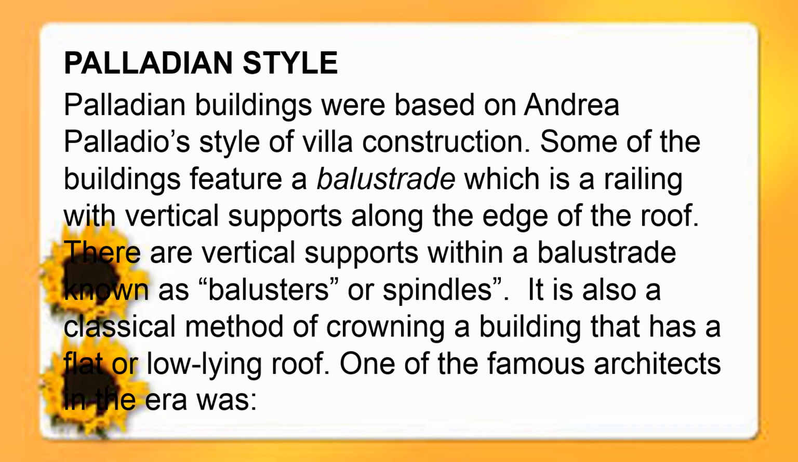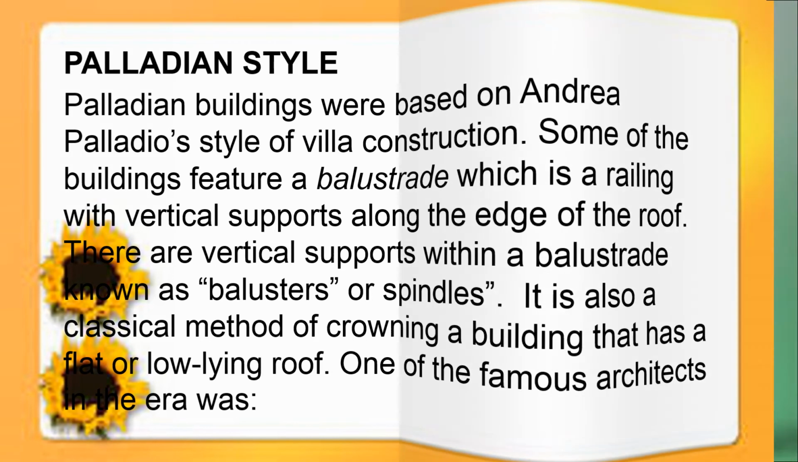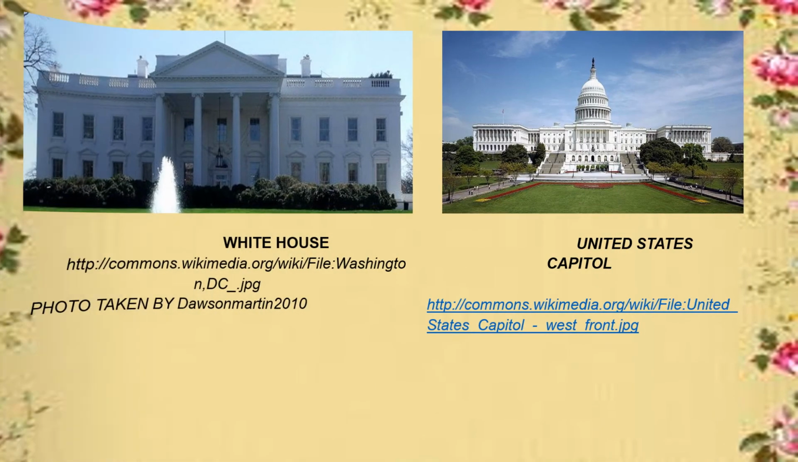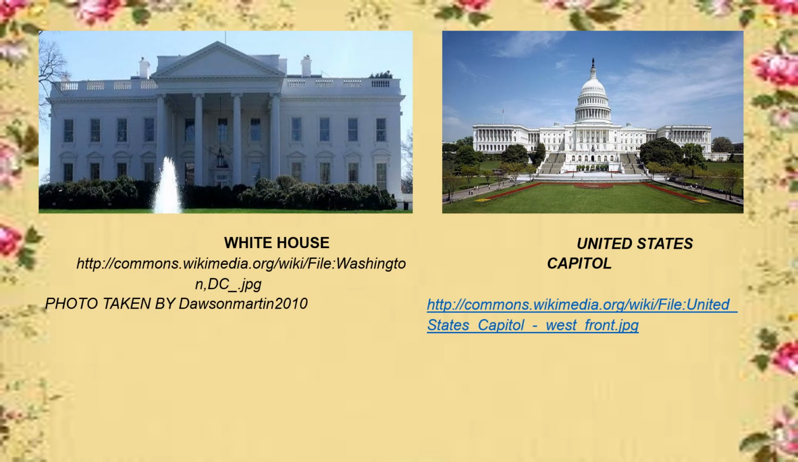One of the famous architects in the era was Robert Adam, 1728-1792, Britain. He was known as a Palladian architect of the Neoclassical who designed two well-known American civic buildings, the White House and the United States Capitol. He had also designed many country houses. So this is the example of their works.